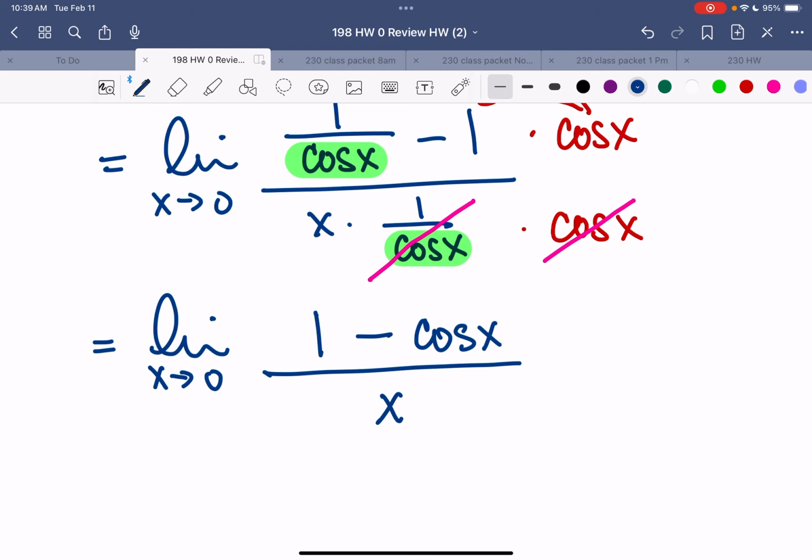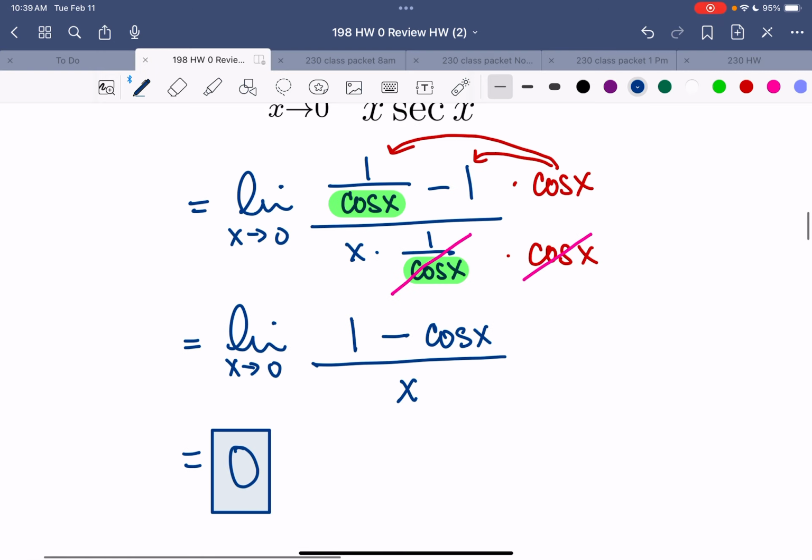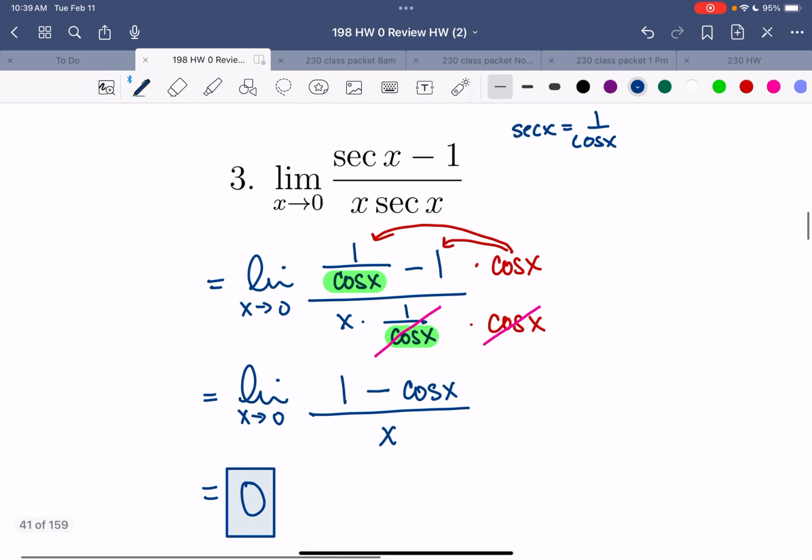And the reason why that is so great is because now this is a special limit. 1 minus cosine x over x for the limit as x goes to 0 is just 0, and then I'm done. Okay, so all I had to do was use that identity to switch the secant to 1 over cosine and then clear my little denominators, right? The cosine x that was in there. And that allowed me to go to something that ended up being special.